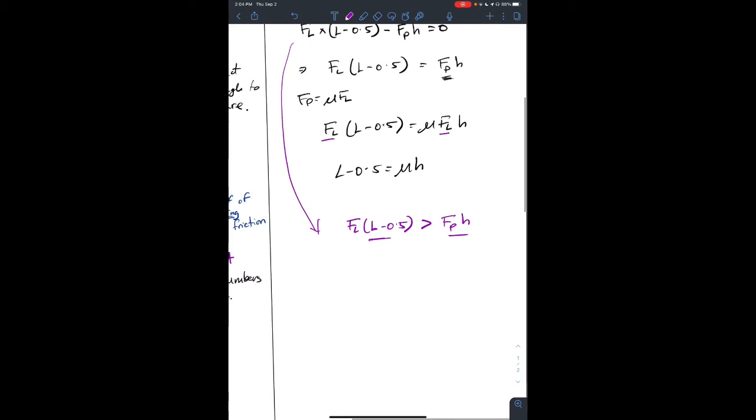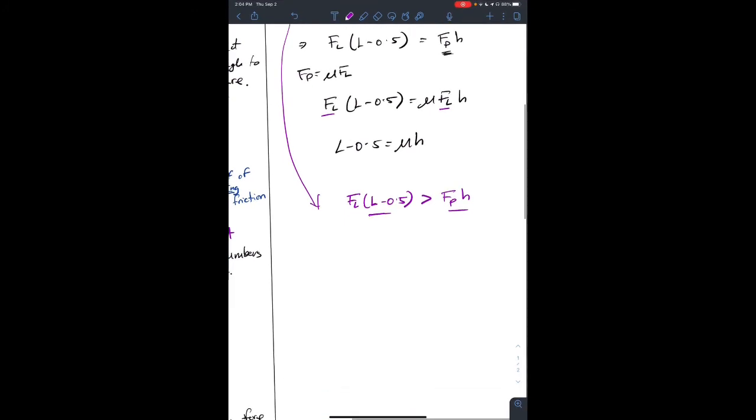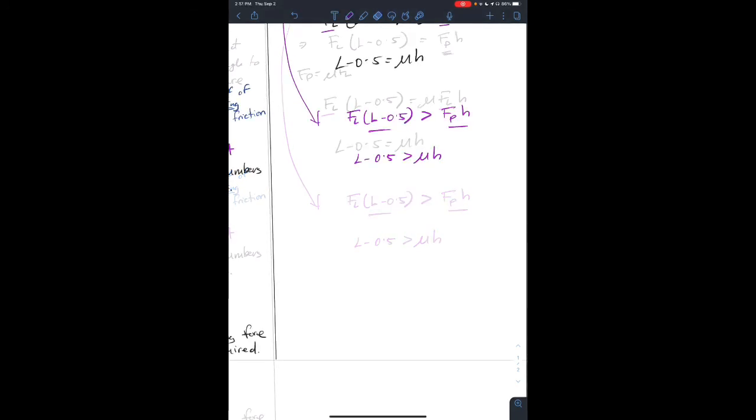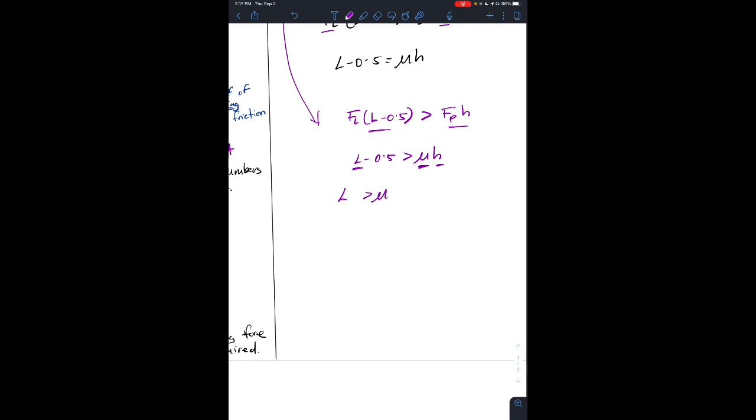So if we continue the expressions again, we could say L minus 0.5, which we obtained, should be greater than mu h. Given mu and our approximate pushing height, we could determine what the base L should be. So we say L is greater than mu h plus 0.5.